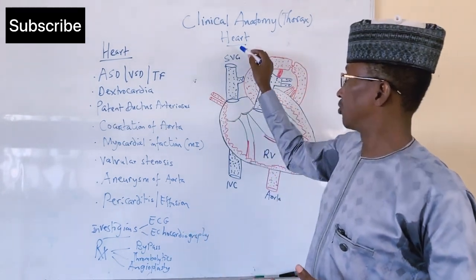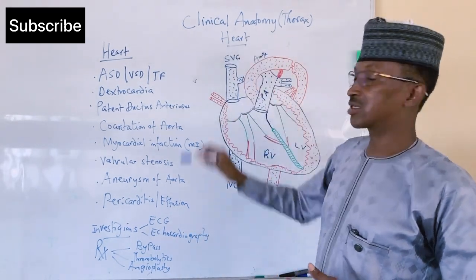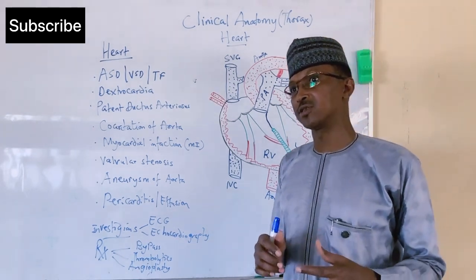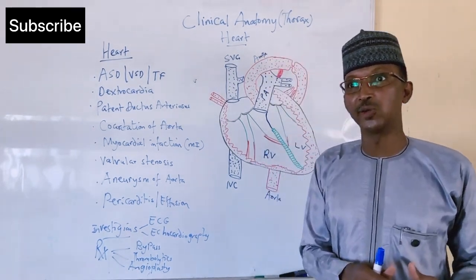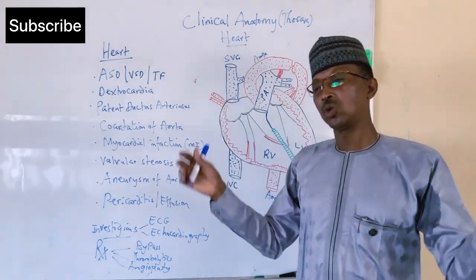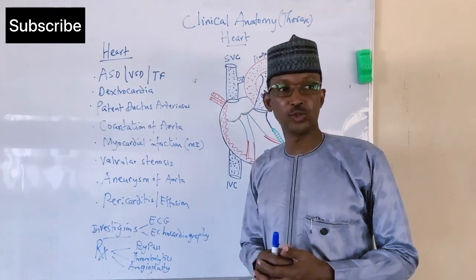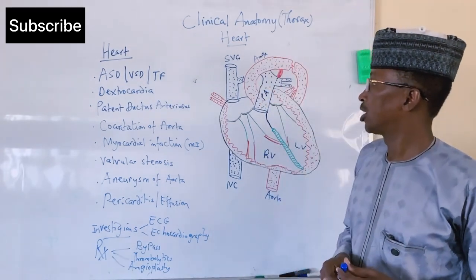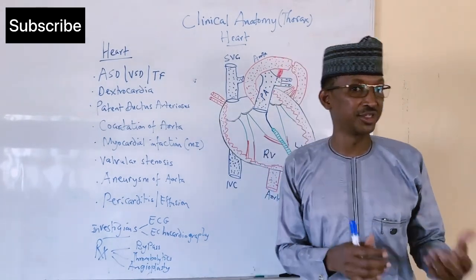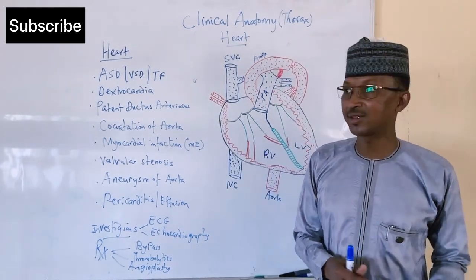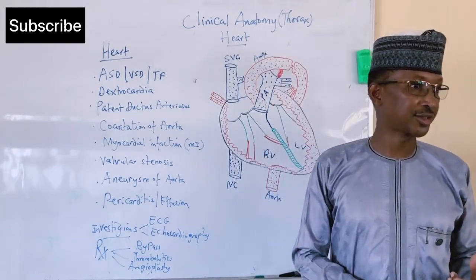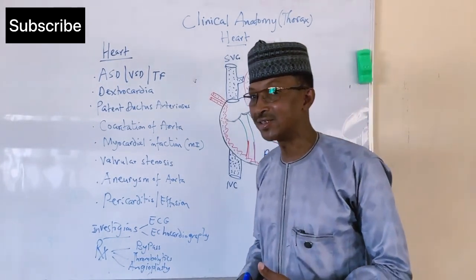As you have seen on the board, my discussion today is the clinical anatomy of the heart. You all know that the major function of the heart is nothing but pumping of blood to each and every other organ or system of the body. So the clinical conditions or diseases that affect the heart are either congenital diseases or acquired diseases.